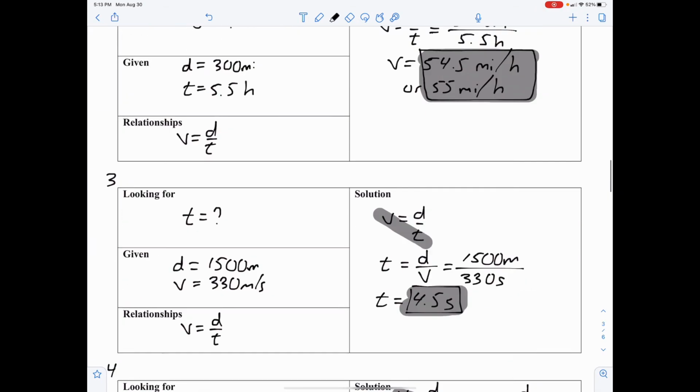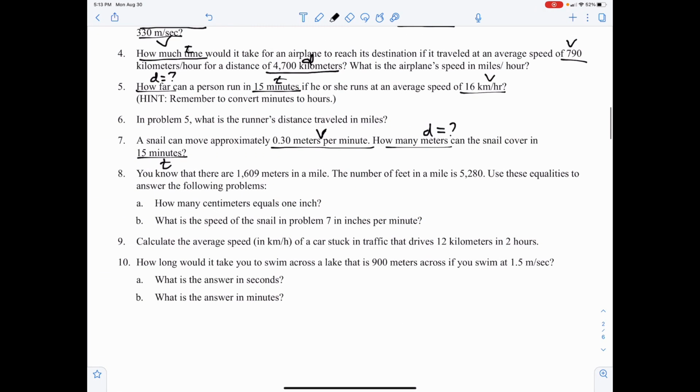Number 8. You know that there are 1.609 meters in a mile. And if you don't know, now you do. And there are also 5,280 feet in a mile. Use these to answer the following. How many centimeters equals 1 inch? Then, what is the speed of the snail problem in inches per minute?